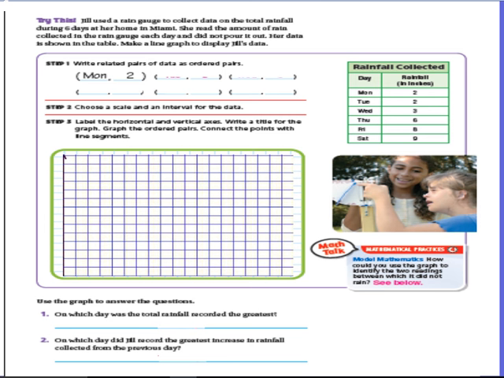Alright, now we're going to try this. Jill uses a rain gauge to collect data on the total rainfall during the 6 days of her vacation in Miami. She reads the amount of rain collected in the rain gauge each day, and does not pour it out. Her data is shown on the table. So you look at the information. Once again, do your ordered pairs. Fill these in.